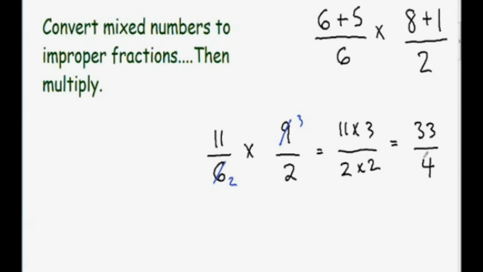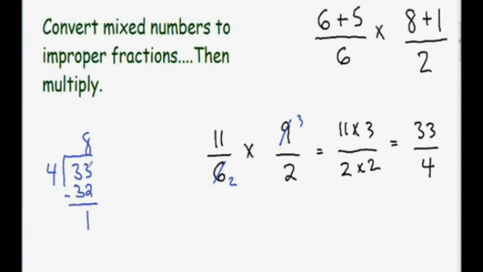However, since we multiplied two mixed numbers, our final answer should also be a mixed number. So I'm going to turn 33 over 4 into a mixed number. And this can be done by using long division. I'm going to divide 33 by 4. 4 goes into 33 8 times. 4 times 8 is 32. When you subtract 33 minus 32, you have a remainder of 1.